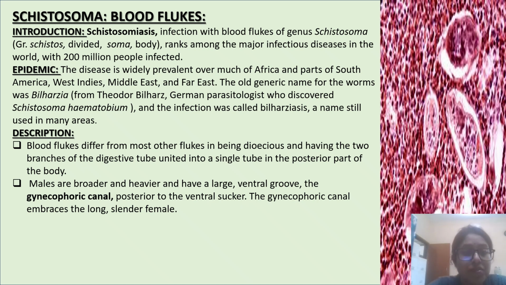Description. Blood flukes differ from most other flukes in being dioecious and having the two branches of the digestive tube united into a single tube in the posterior part of the body. Males are broader and heavier and have a large ventral groove, the gynecophoric canal, posterior to the ventral sucker. The gynecophoric canal embraces the long, slender female.